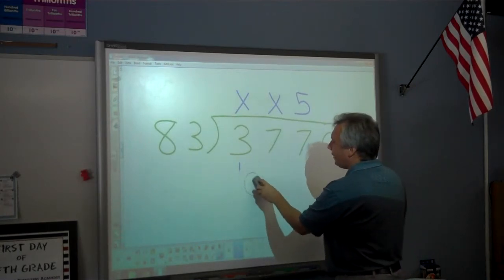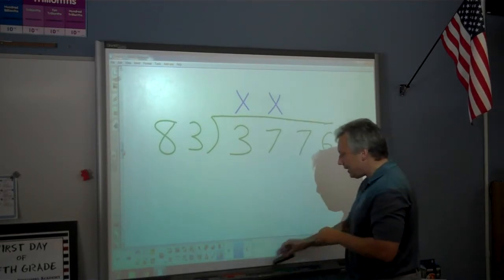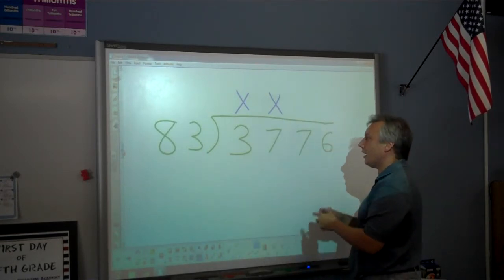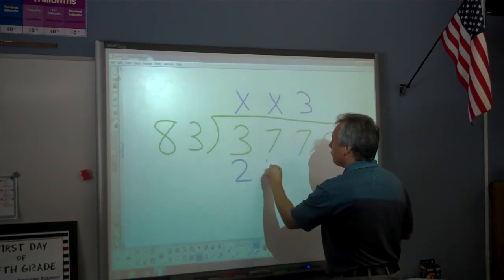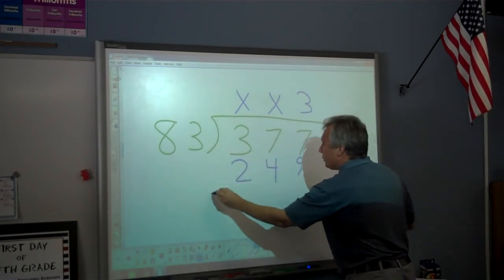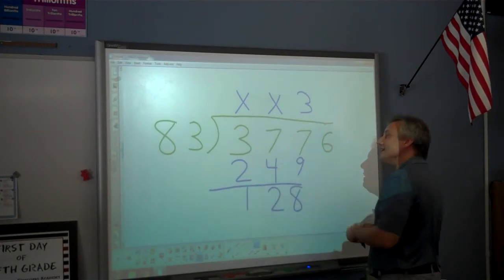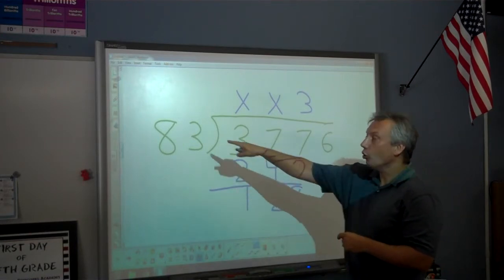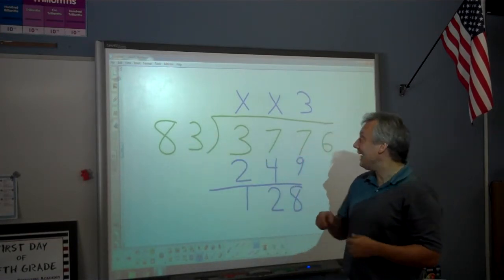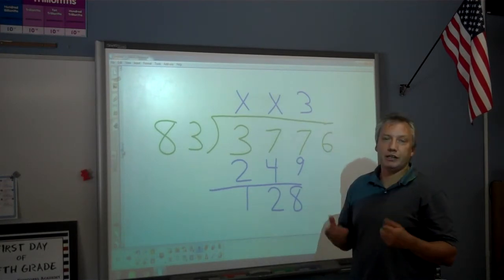If, on the other hand, and in the other direction of error, you thought 83 went into it 3 times, when you did 3 times 83, you get 249. When you subtract, you would get 128. This is a problem because that would be a remainder larger than your divisor, and that means the 3 is too low. And so you have to find a different number.